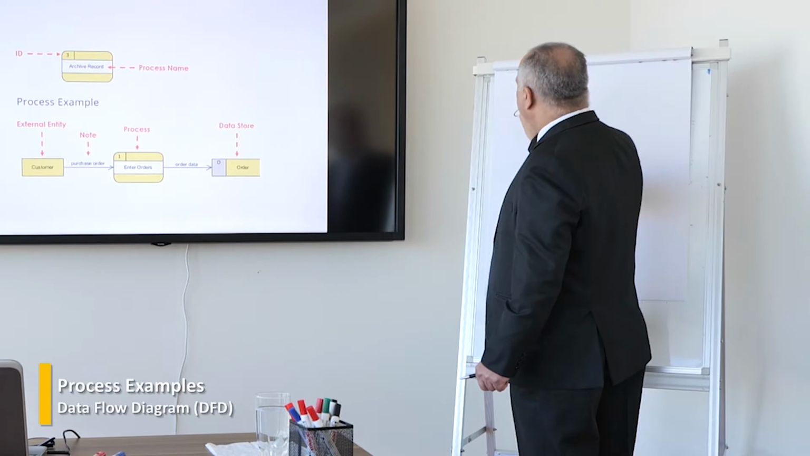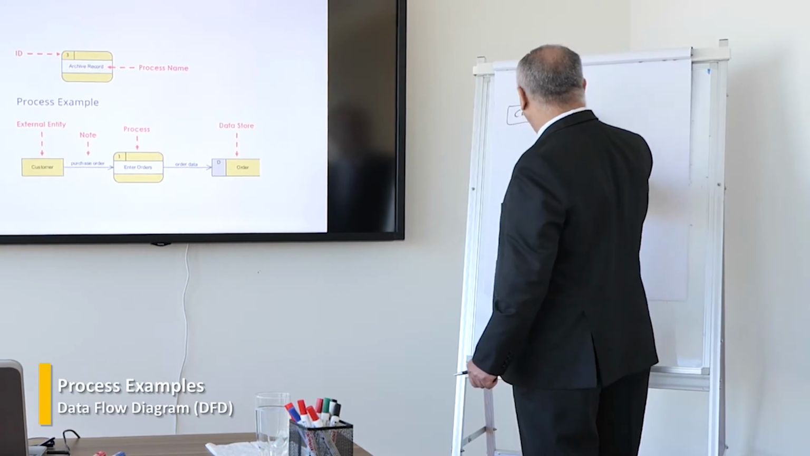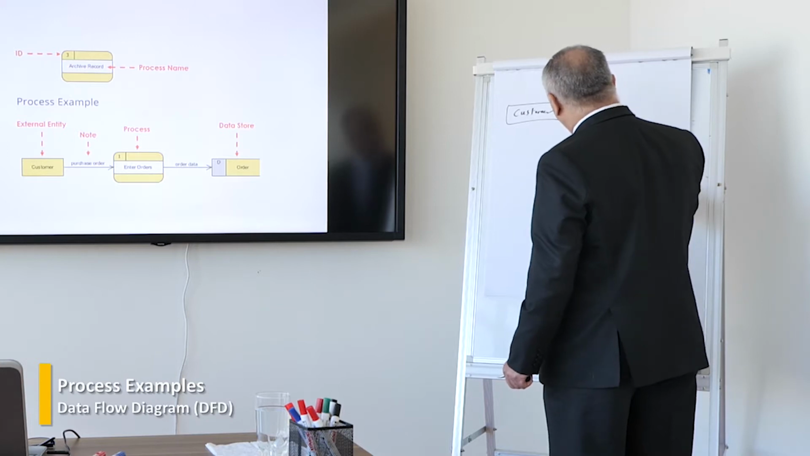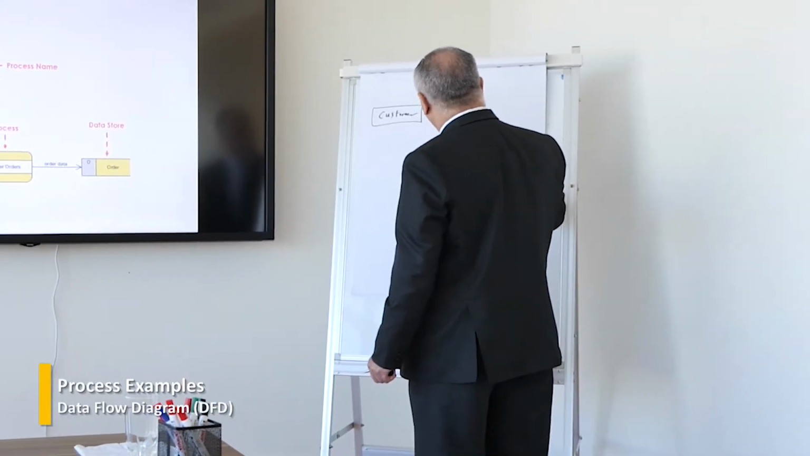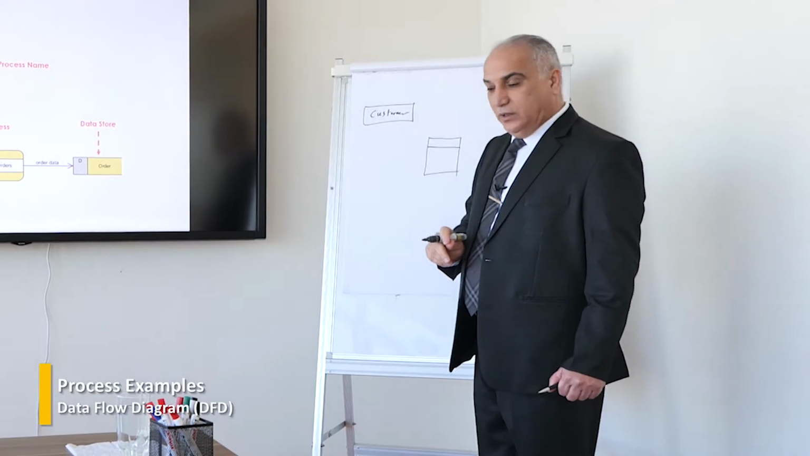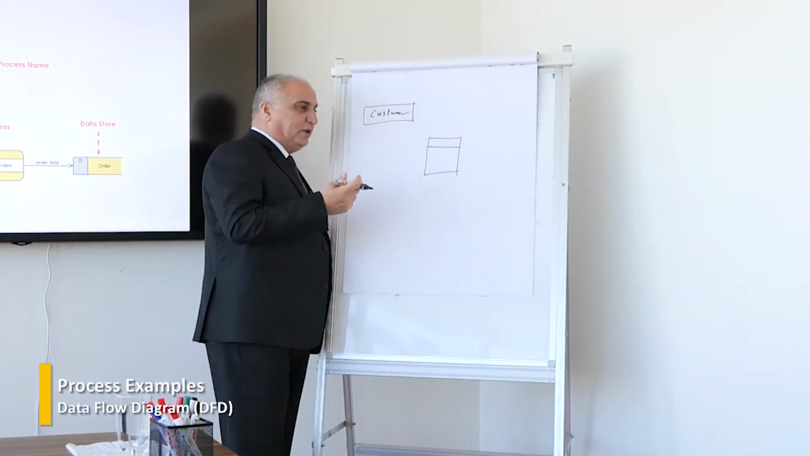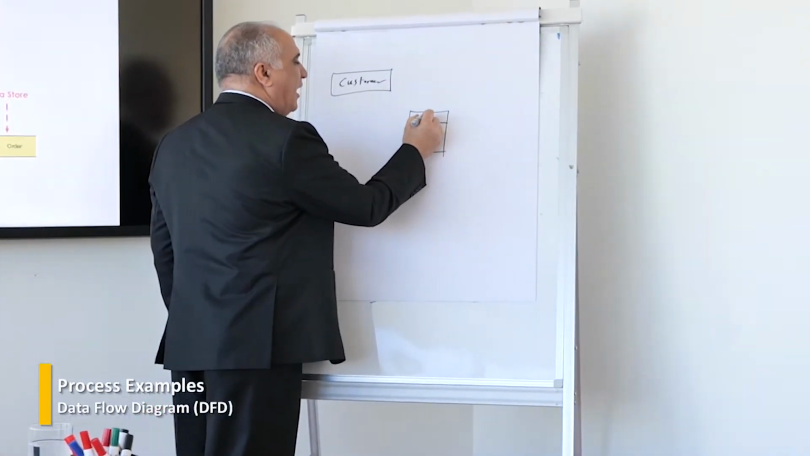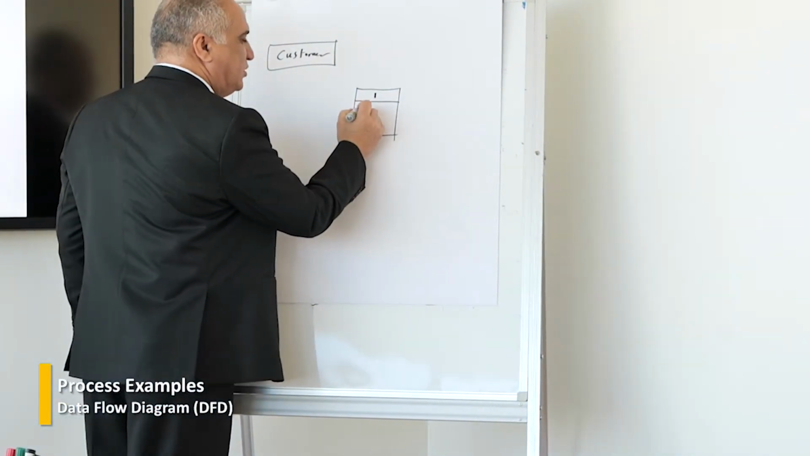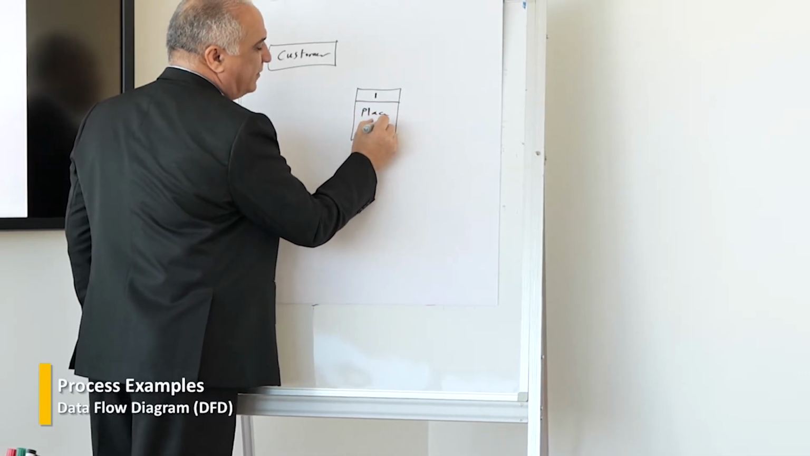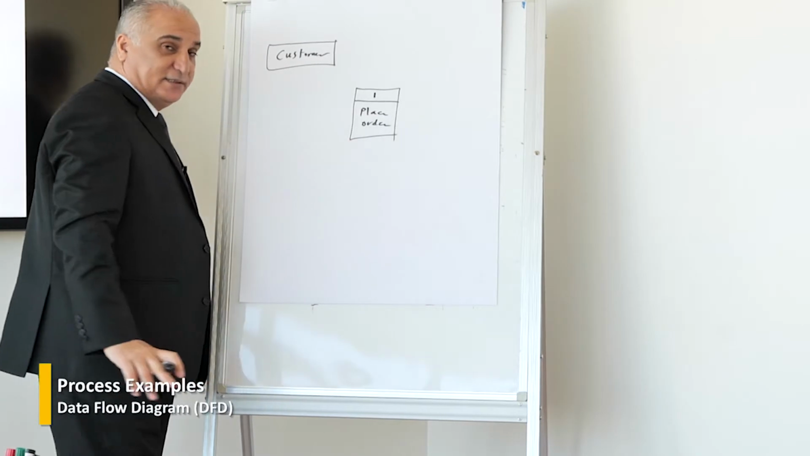And here a customer is an external entity. And here I have a process. In this process, I will call it a student registration process. Oh, sorry, ordering process. I will number it as 1. So I will call it place order. So that's a process.